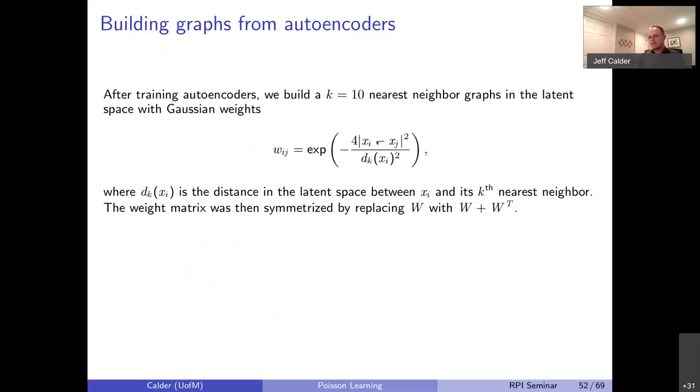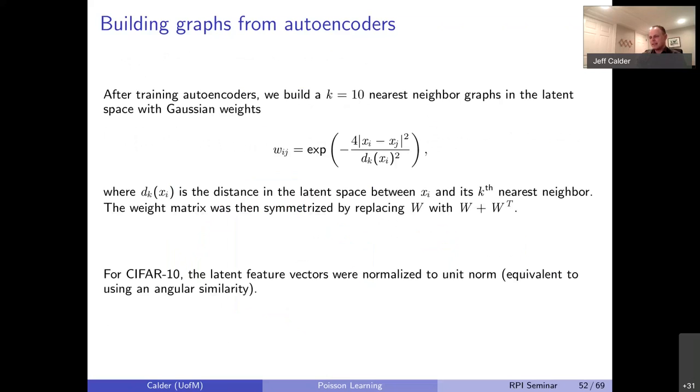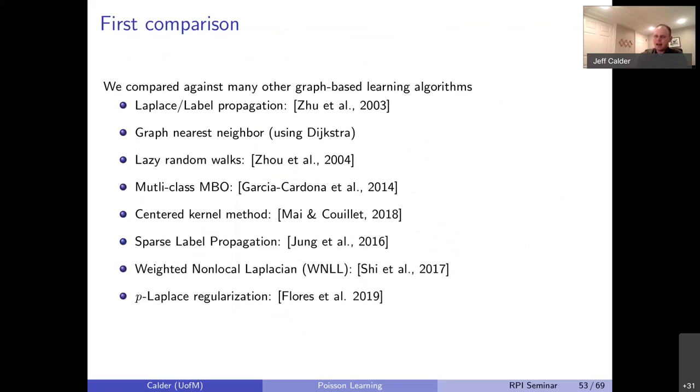So we build a graph on the latent space, and it's just a k equals 10 nearest neighbor graph, which is then symmetrized by taking W plus W transpose. And on Cifar-10, we found that using the angular metric gave better results, which is the same as normalizing the features to have unit norm before doing k-nearest neighbors. We compared against a whole slew of different algorithms for graph-based learning. Some of these, like Laplace learning, is the one I talked about before, and then graph-nearest neighbor is for a baseline.